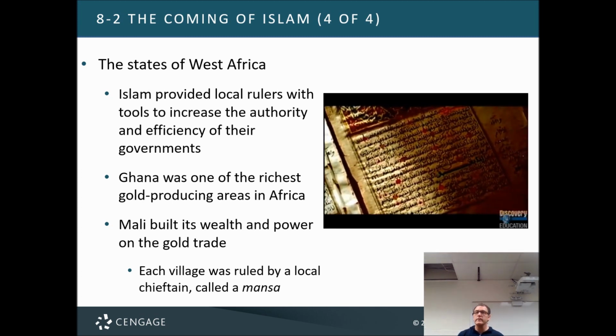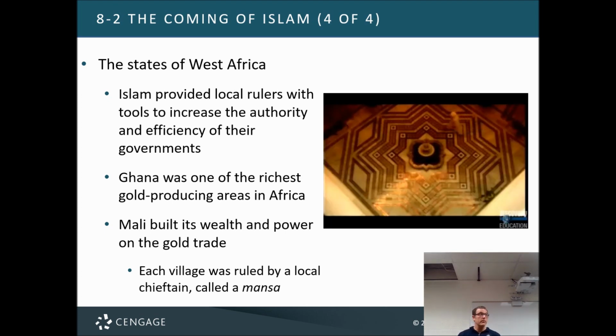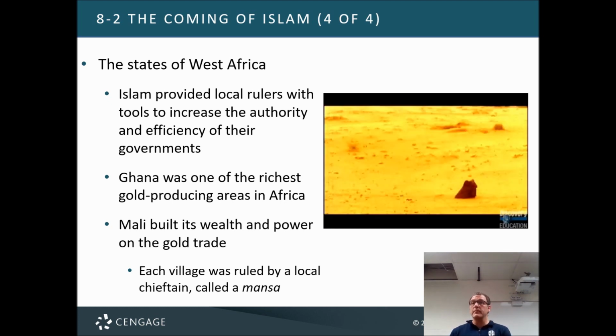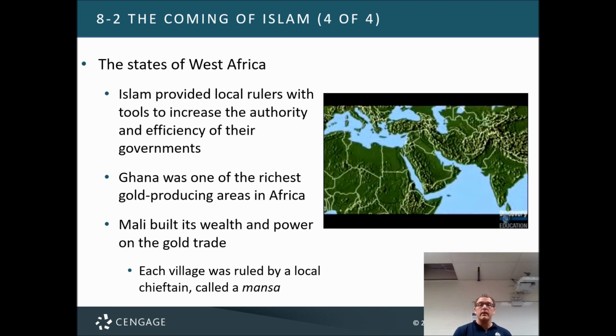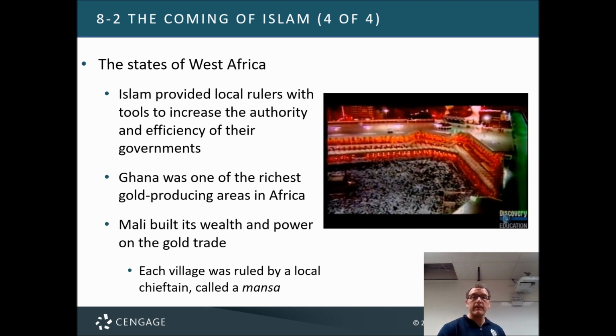Now, they eventually collapsed, and a number of new trading groups emerged. Of these, perhaps the most prominent was the Kingdom of Mali. And Mali also built its wealth in the gold trade. And they were situated just south of the Sahara. This is where Nigeria is today.